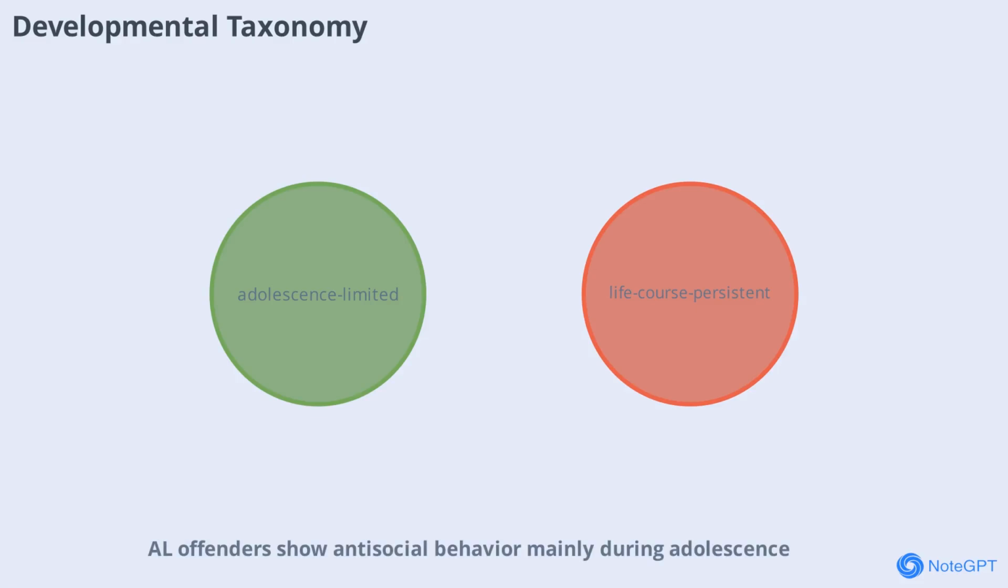Moffitt's developmental taxonomy identifies two main pathways for offenders: adolescence-limited, AL, and life-course-persistent, LCP. AL offenders show antisocial behavior mainly during adolescence, often influenced by peers and the maturity gap. LCP offenders, on the other hand, begin offending in early childhood and persist into adulthood, often due to genetic risk, neuropsychological deficits, and adverse environments. This model integrates development and recognizes that not all offenders follow the same path.